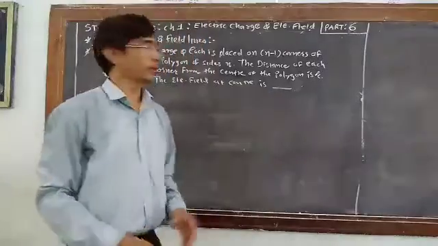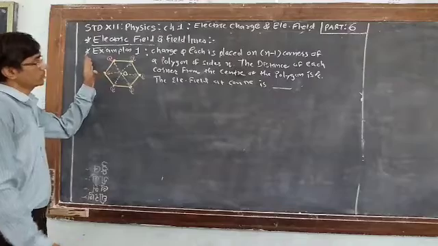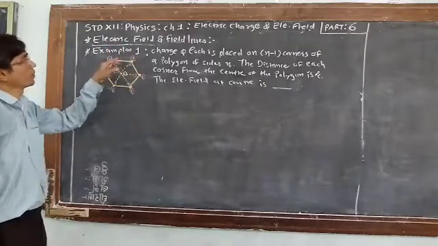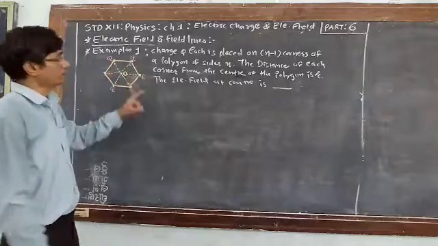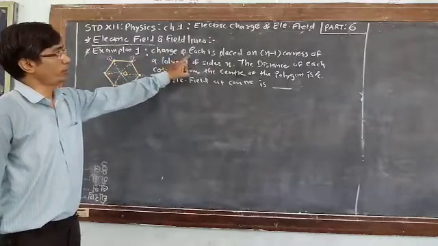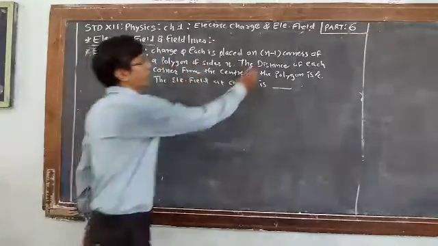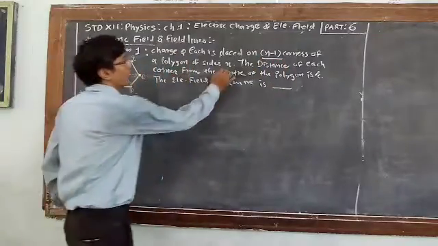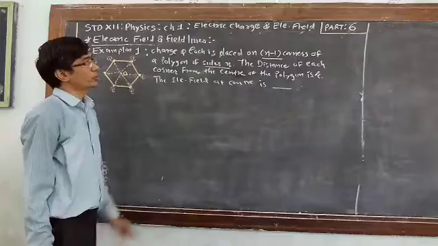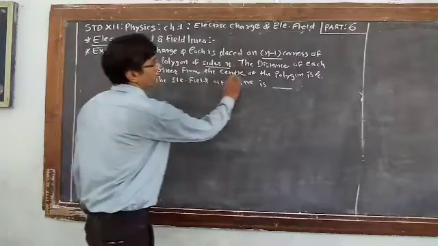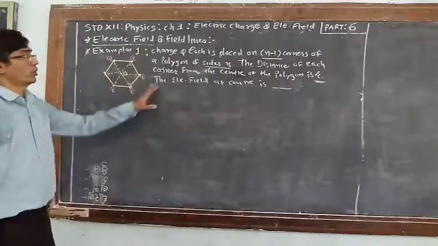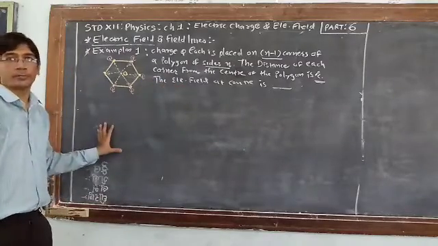Okay, now today we are taking examples based on the electric field and electric field lines. First example: charge Q each is placed on n-1 corners of a polygon of n sides. The distance of each corner from the center of the polygon is r. So what is the electric field at the center?